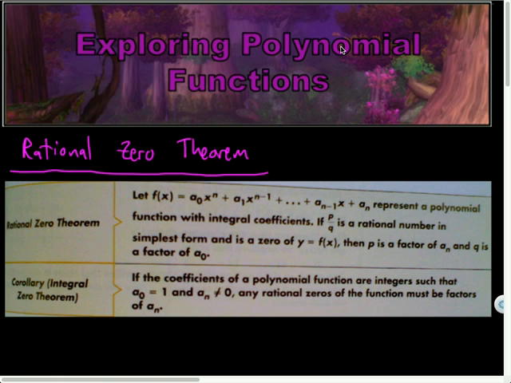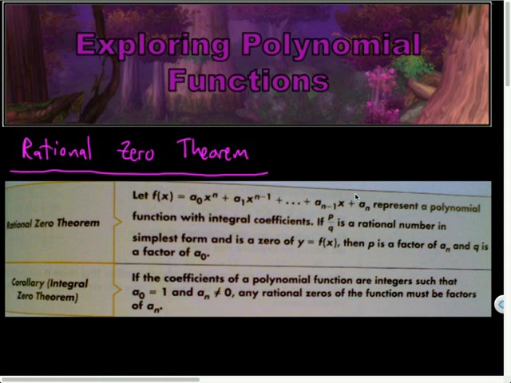Today we are learning the Rational Zero Theorem. This is also referred to as the Rational Root Theorem, and I might call it the Rat Root Theorem occasionally. What it says is, let f of x equal some polynomial, and in this polynomial they labeled a sub 0, which is sometimes referred to as a naught, a sub 1, a sub n minus 1, all the way to the a sub n.